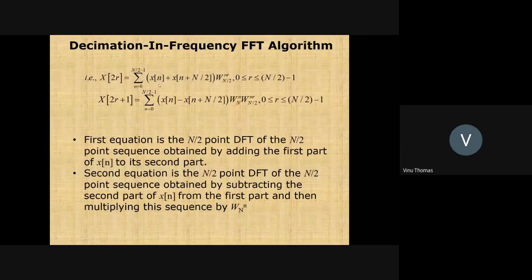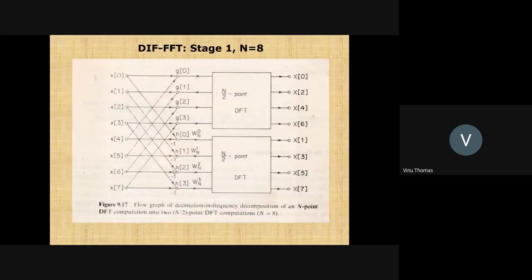Okay, so x of 2r and x of 2r plus 1. So x of 2r you get by adding the first half of the input sequence to the second half and then finding the n by 2 point DFT. Whereas x of 2r plus 1 is obtained by subtracting from the first half the second half of the input sequence, multiplying the new sequence by w raised to n, and then computing the n by 2 point DFT. Now, we will try to implement this as a signal flow graph.